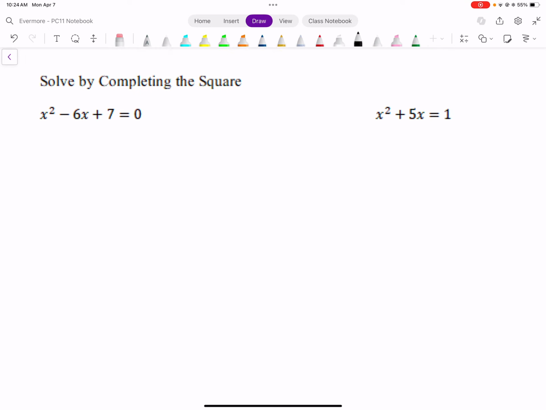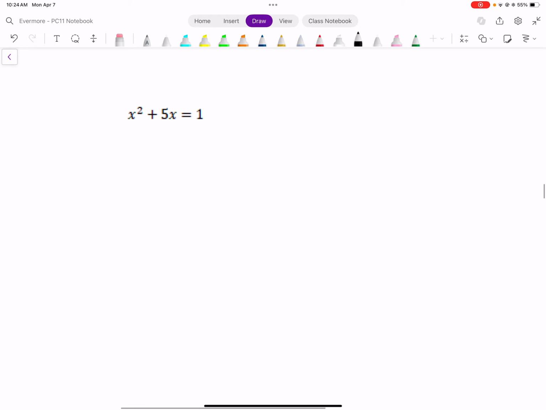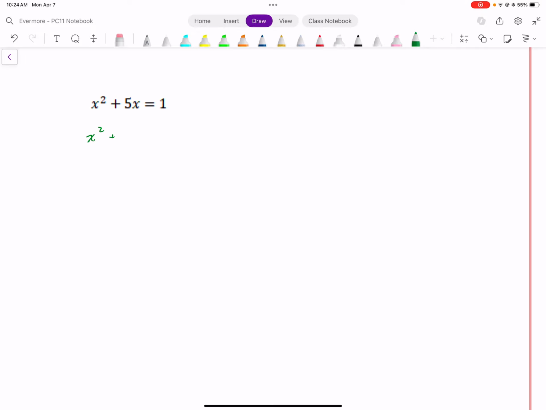All right, solving by completing the square. I'm going to maybe go to the more difficult one here. Now, what makes this more difficult? It's that 5. It's an odd number. But we're all going to complete this square, so I'm going to isolate the x's to one side. Oh my God, they're already isolated to one side. So this is my aside. This is my thinking box.